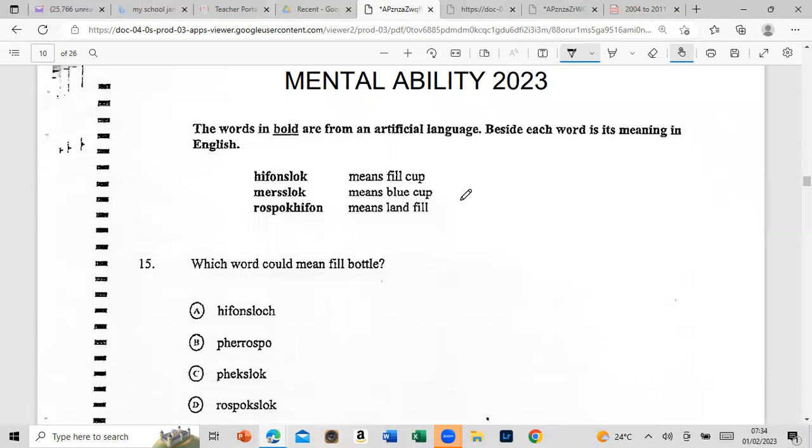15. The English words in the bold are from an artificial language. Beside each word is a meaning in English. So this fills the cup means fill up the cup. That means blue cup. That means landfill. Which word would mean fill bottle? And that would be A. Right, let's move on to 16.